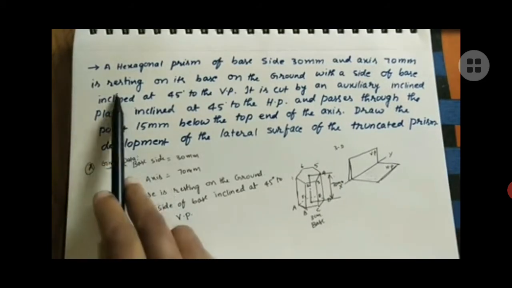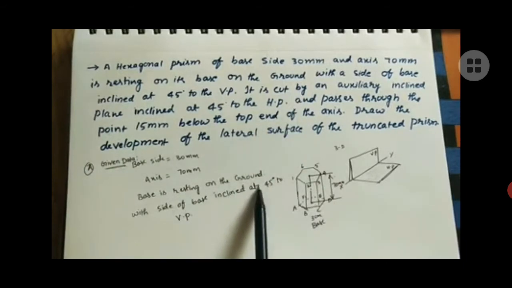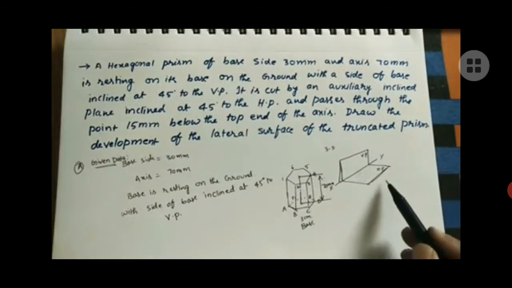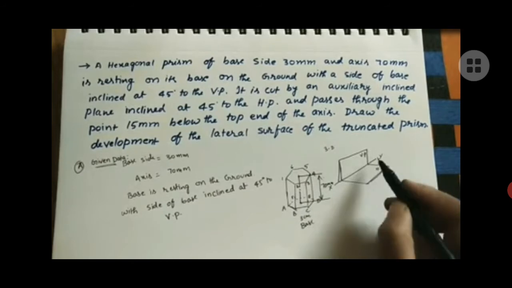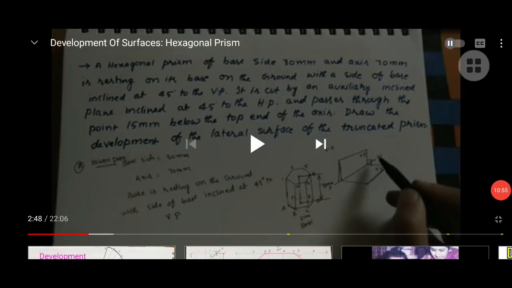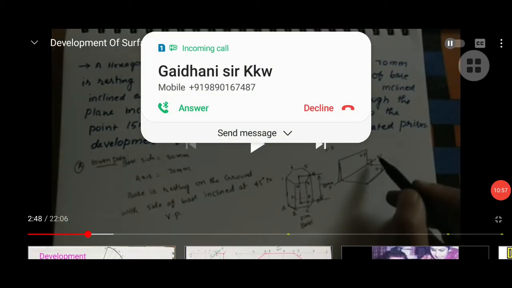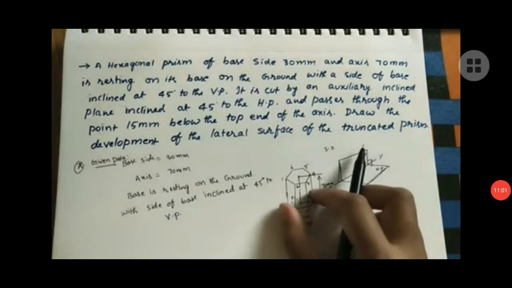There is one condition given: the base is resting on the ground, with a side inclined at 45 degrees to the VP. This is the horizontal plane, and this is the vertical plane, at 90 degrees to each other, with the XY line.